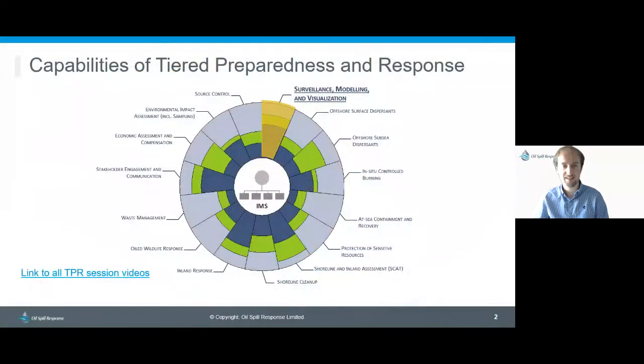As Mandy said, this is part of the tiered preparedness and response sessions. So using the TPR wheel, as you can see here. I'm not going into this too much. Andy Nicol has presented a previous presentation on this TPR wheel, and that's available from the Oil Spill Response website, and we'll provide a link for that for all attendees. So I think there's about 15 sessions, so really useful sessions. The videos are going to be recorded, so you can dip in and out of those sessions and videos as you see fit.